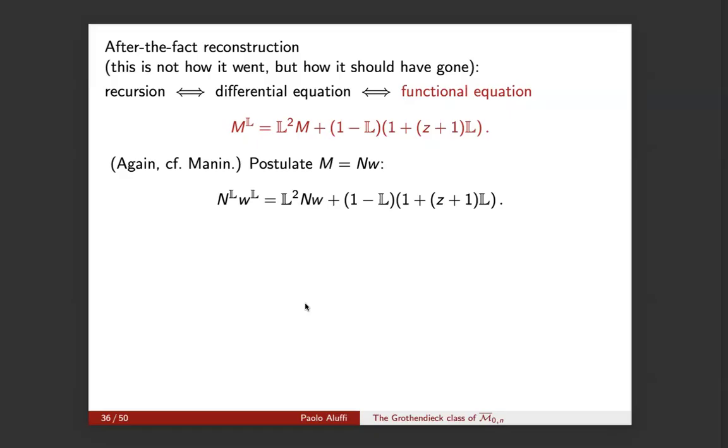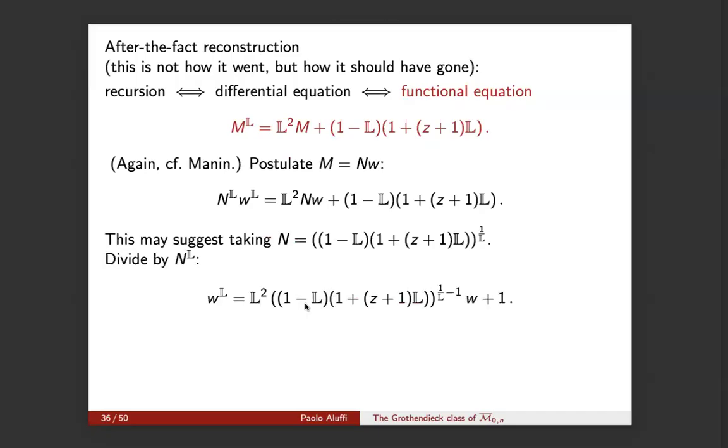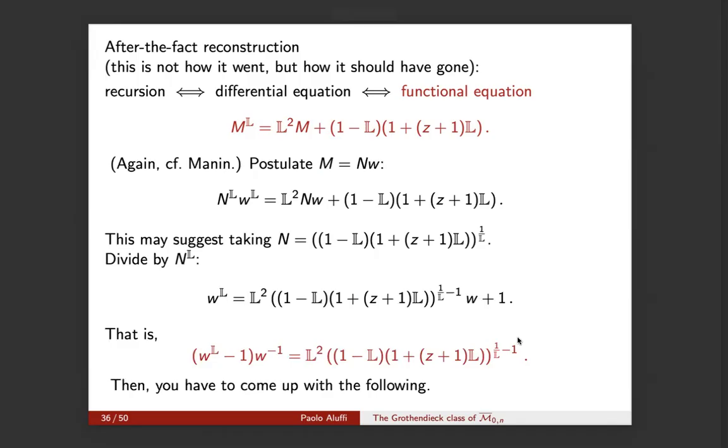This might suggest setting n equal to that. Why? Because then you'll have some cancellation. If you divide by n to the l, then you get this. Whatever w is, w to the l must equal this expression. And if you rearrange the terms, this is what you get. W is some magic series such that w to the l minus 1 times w inverse is this very specific gadget.